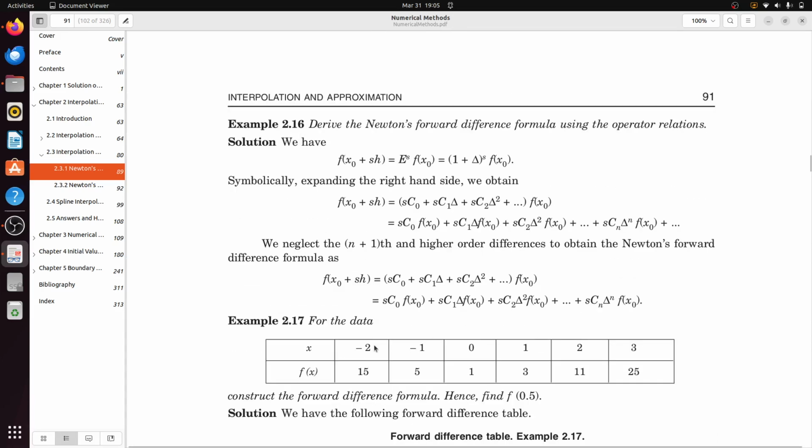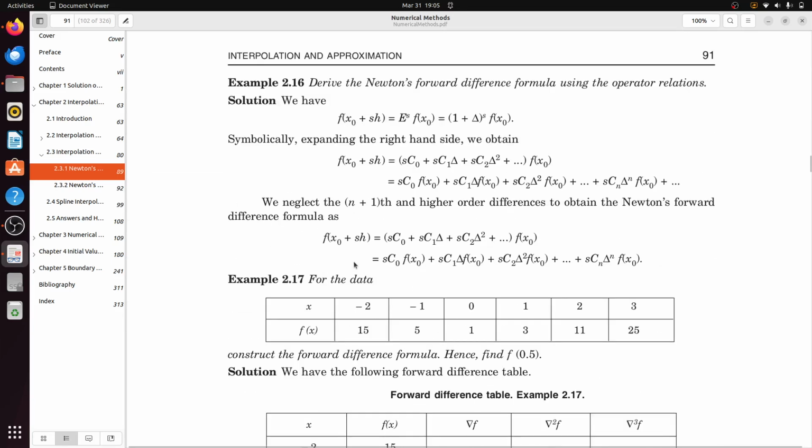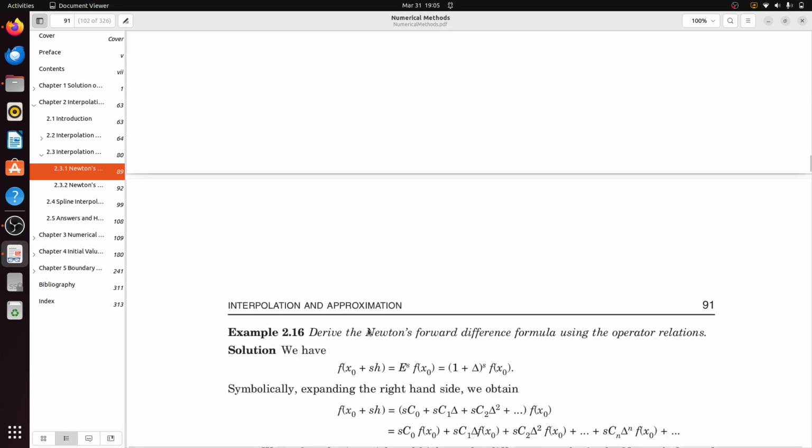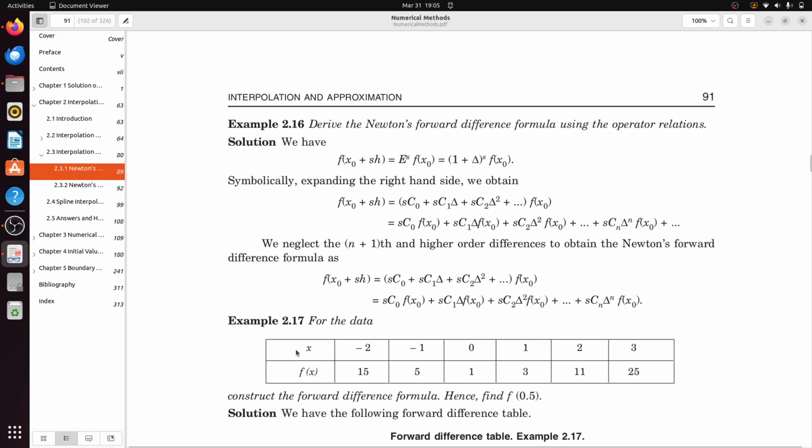Next, I am giving one example. Please solve this problem. For x equal to minus 2, minus 1, 0, 1, 2, 3, the values are 15, 5, 1, 3, 11, 25. You need to first compute the forward difference table, then use the above formula. What is h here? h is 1. So you compute the forward difference table and then utilize Newton's forward difference interpolation formula. Priyanka, try to solve this. Yes, sir.